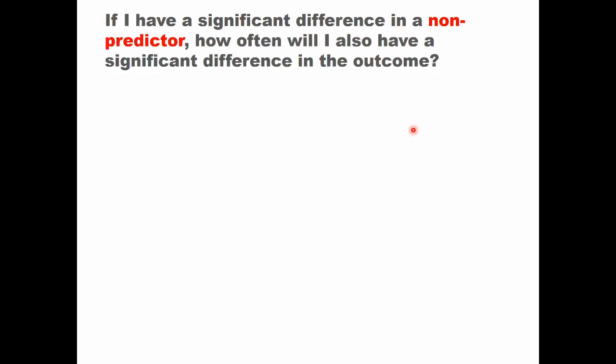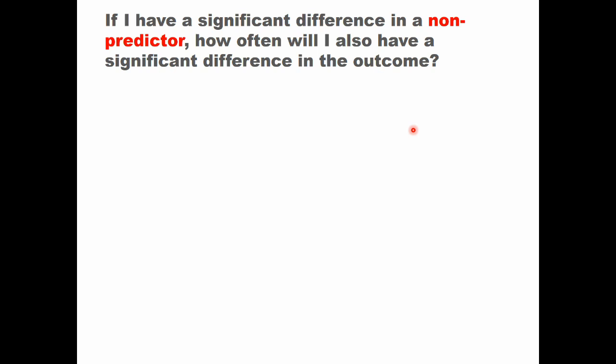What if I have a significant difference in a non-predictor, and I want to look at how often I will also have a significant difference in the outcome? Now remember, the outcome is something we can't see. So if we do this the wrong way, we're using a significant difference in a non-predictor to make some inferences about a difference in the outcome. In other words, a violation of our assumption of exchangeability about the outcome that we'll see in the future.